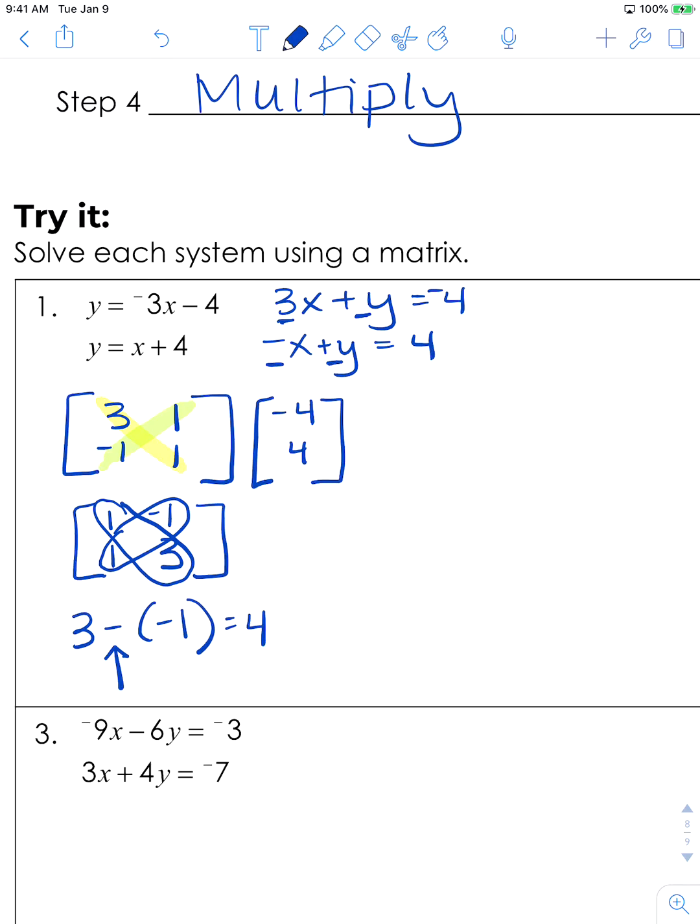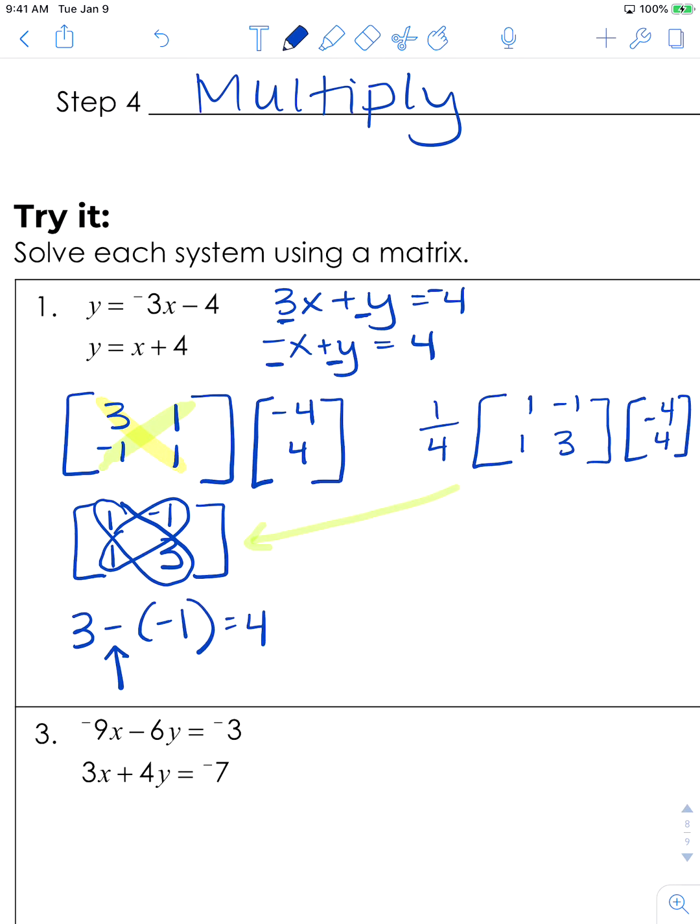And now we're going to multiply. So the 4 is actually going to be written as the inverse here. We're going to write it as 1 over 4. We're going to bring over this exact same matrix that we used right here. So we're going to have the 1, the negative 1, the 1, and the 3. We'll close it up. We'll have our negative 4, 4, and a vector over here.